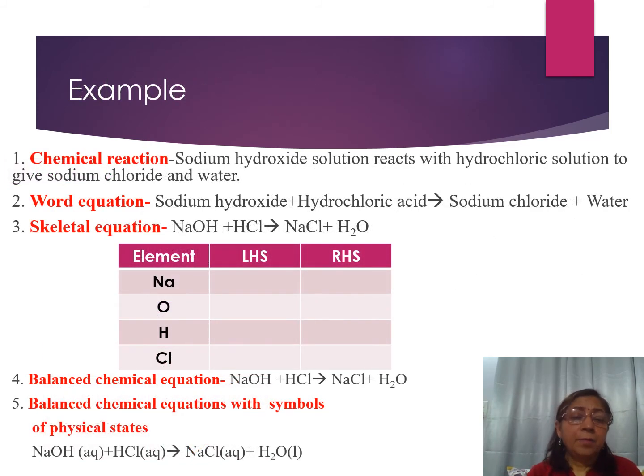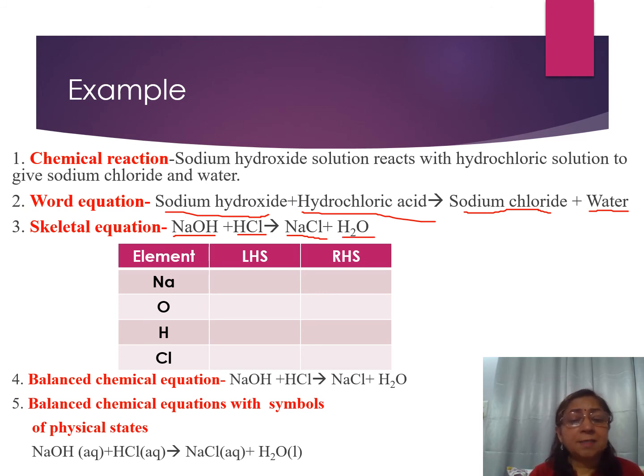Let us take an example of balancing a chemical equation. First, we will write the chemical reaction. Here, sodium hydroxide solution reacts with hydrochloric acid solution to give sodium chloride and water. So, this is a long sentence. Now, the word equation is sodium hydroxide plus hydrochloric acid. This gives sodium chloride plus water. Now, the skeletal equation is NaOH plus HCl. This gives NaCl plus H2O.